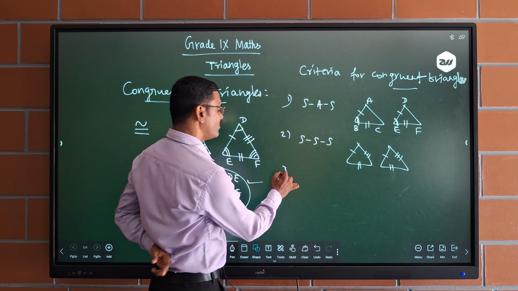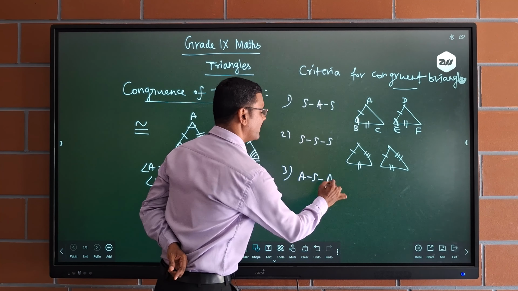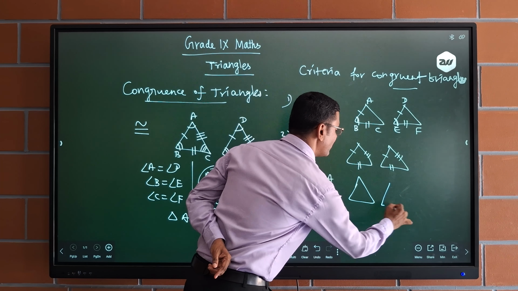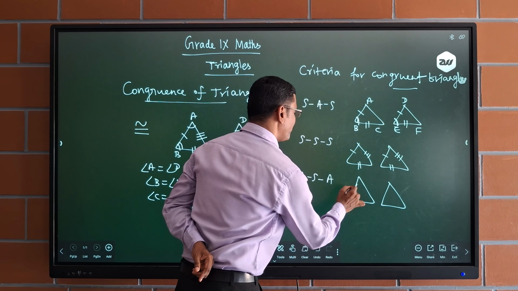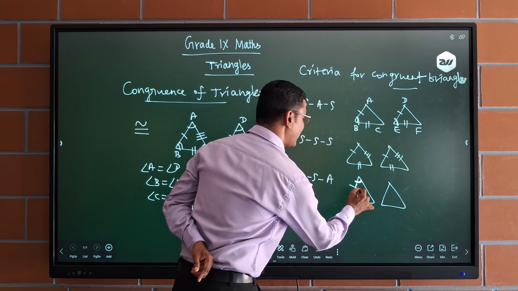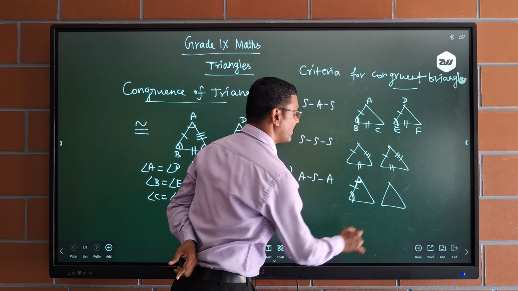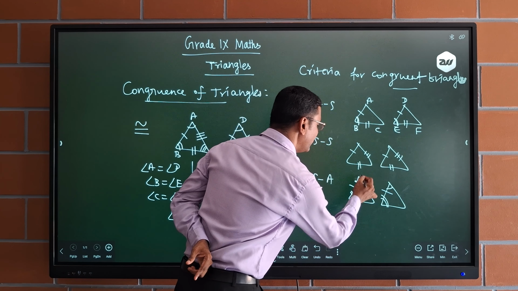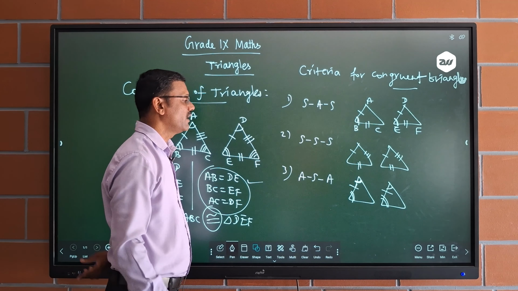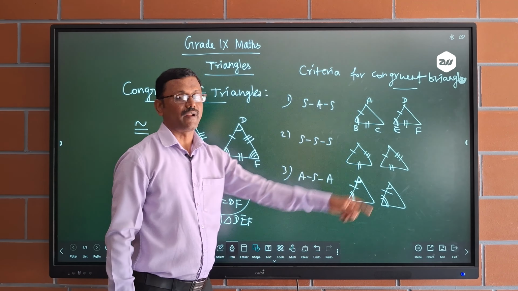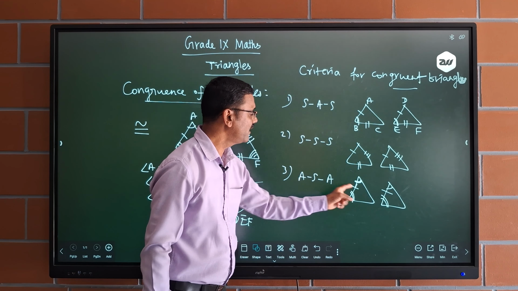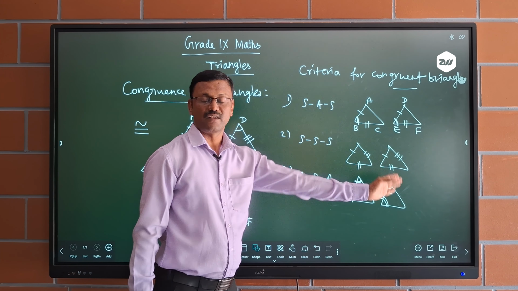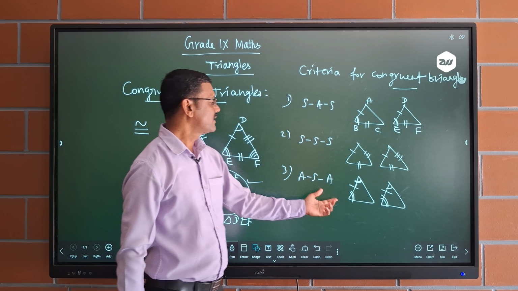Okay, then the third one is what? The ASA criterion. ASA means what? Angle, side, angle. So once again you consider two triangles. In this, an angle, a side, and another angle, the second angle. So if two angles and the included side are correspondingly equal to those of the other triangle, then they are known as congruent triangles.